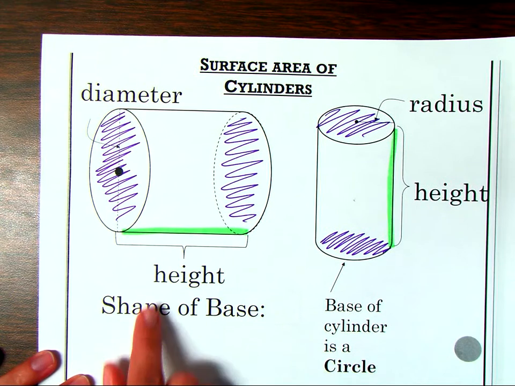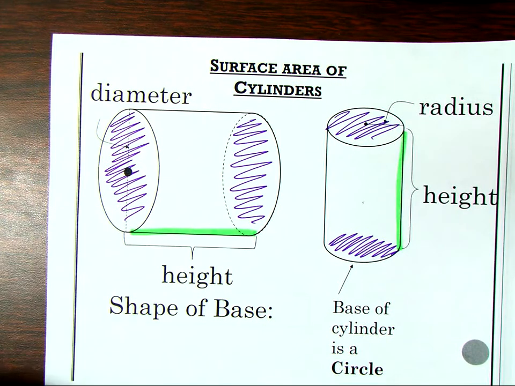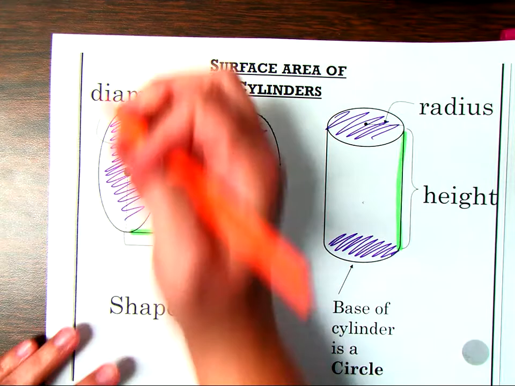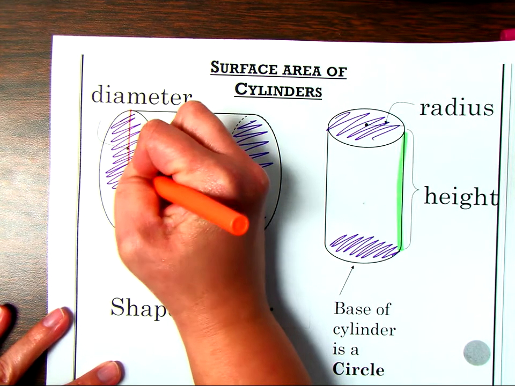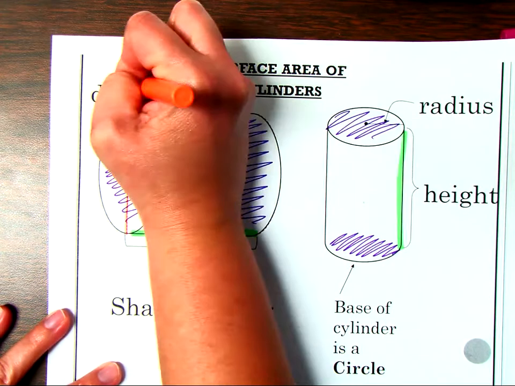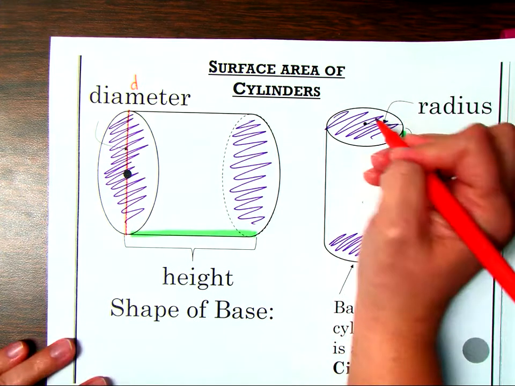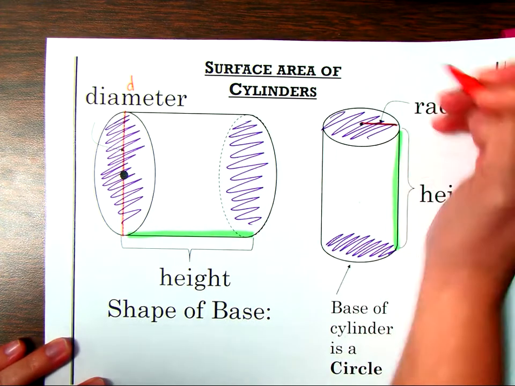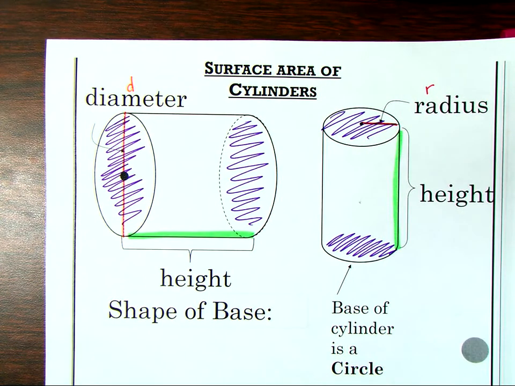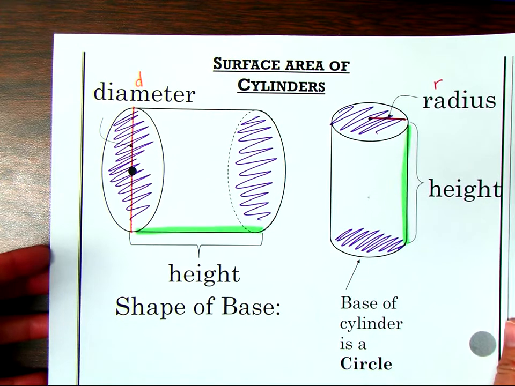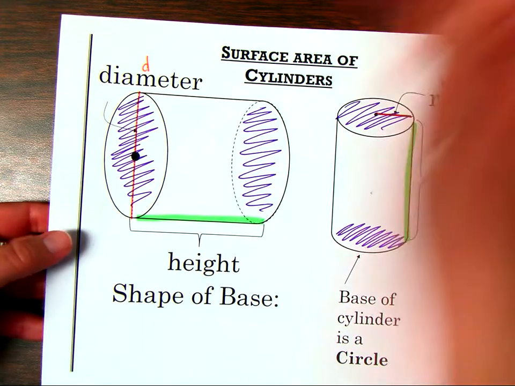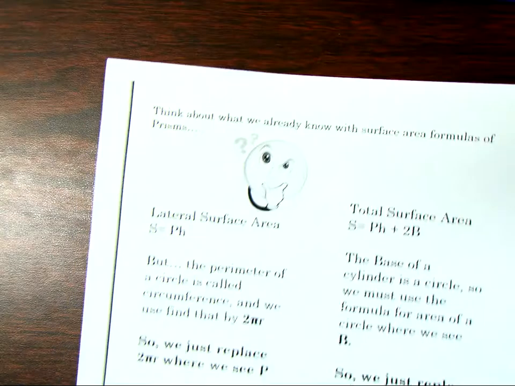In case we forgot, the diameter of a circle is from the outside through the center to the other outside. That's your diameter. And the radius of a circle is from the center to the edge. So that's going to be my radius. Definitely need to know that, because when we see these formulas, there's something very, very special we're going to see. So those are the different parts of a cylinder, and we are going to need to know that for our formulas.